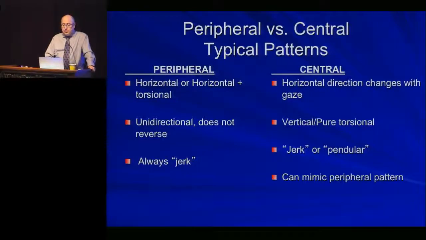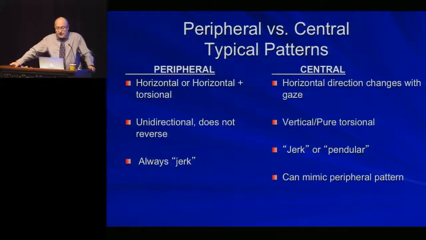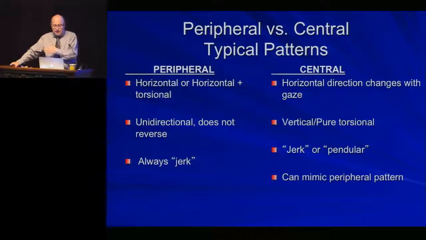So what about distinguishing peripheral versus central? The big situation where this comes in is somebody comes to the emergency room at Jefferson or sometimes at Wills, and they've got acute vertigo and they've got nystagmus. And you've got to say, is it a peripheral vestibular labyrinthitis or Meniere's disease, or is it a stroke? So this is the typical pattern. With peripheral disease, it's horizontal or horizontal and torsional. It's not vertical. It's unidirectional. So if it beats to the right in right gaze, it might slow down in left gaze, but it will not turn and beat to the left. It will stay unidirectional. And it's always a jerk nystagmus.